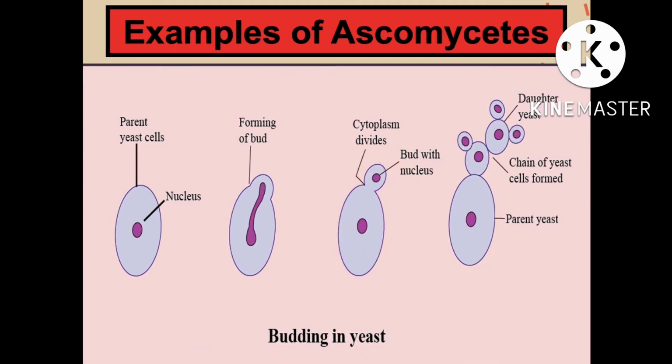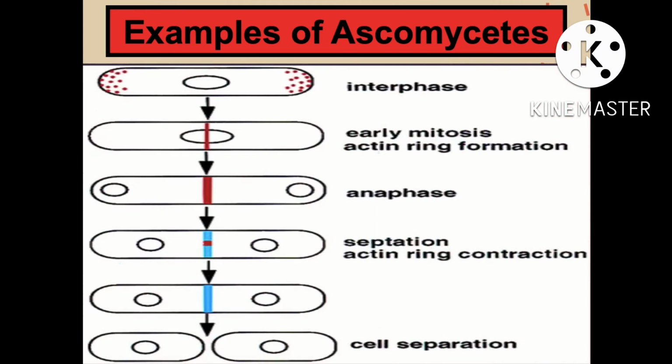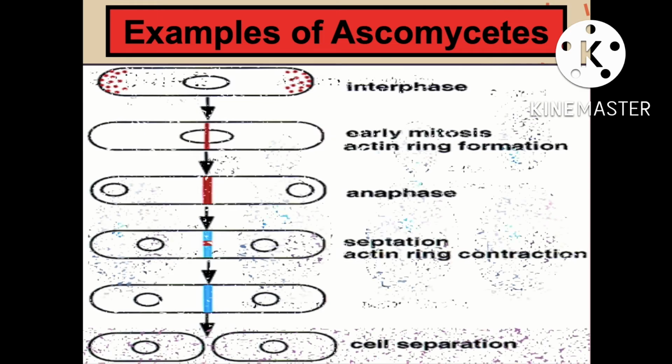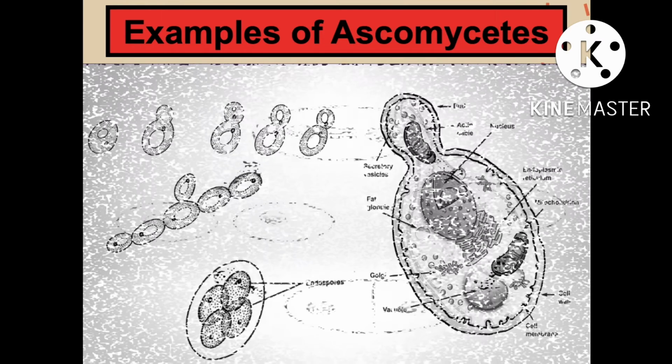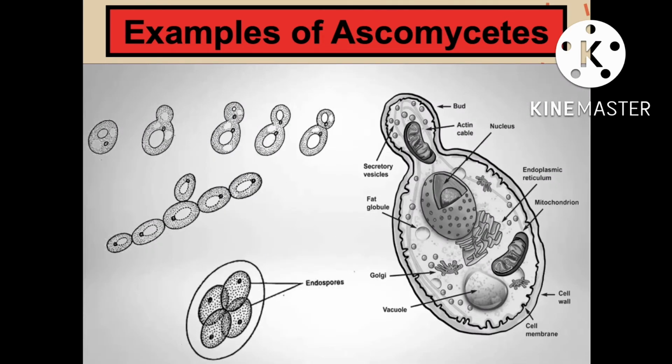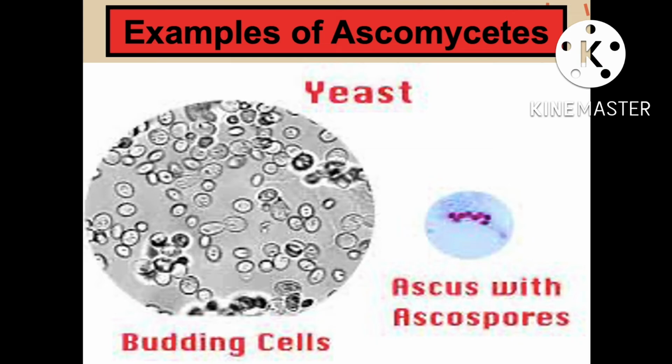They reproduce asexually by budding or fission or both. Depending upon their mode of asexual reproduction, the yeasts are categorized into three types. The first one is budding yeast, which is known as Saccharomyces. Then fission yeast, which is known as Schizosaccharomyces, and then the budding and fission yeast, where both budding and fission occur in this case. This is Saccharomycodes. The diploid zygote functions directly as ascus and produces 4 to 8 ascospores.